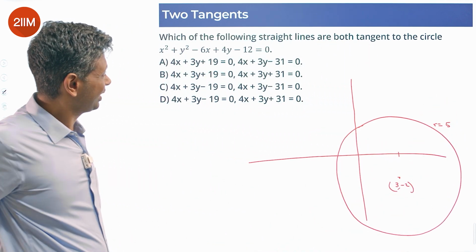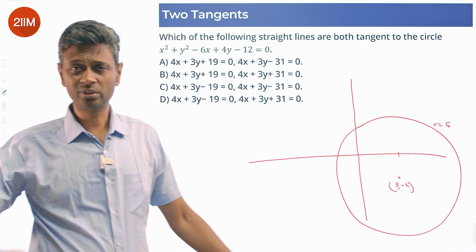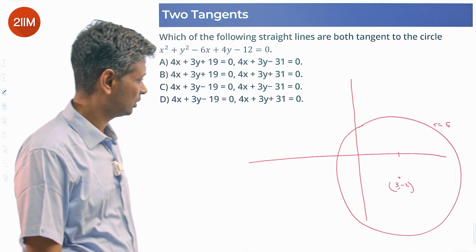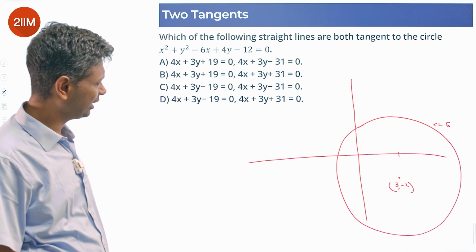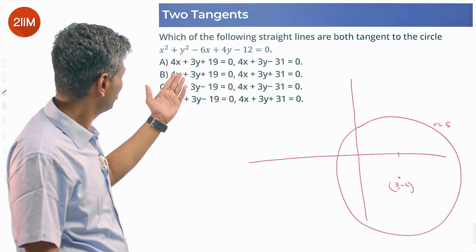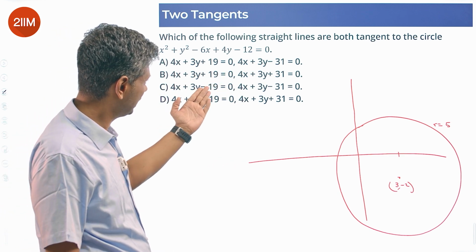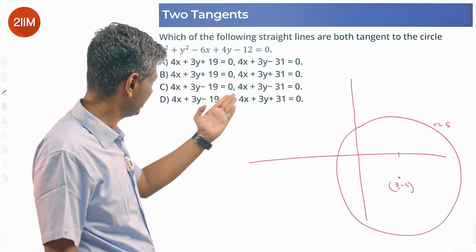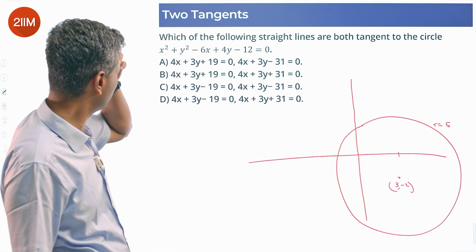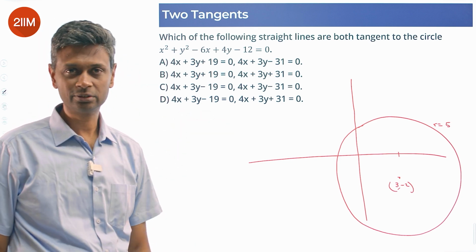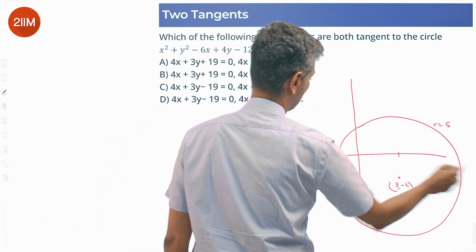Now, which of the following straight lines are both tangent to the circle? Two straight lines. And so 4x plus 3y plus 19 equal to 0, 4x plus 3y minus 31 equal to 0, plus 19 plus 31, minus 19 minus 31, minus 19 plus 31. All combinations of that. 4x plus 3y is the line. So it's a line like this or a line like this.